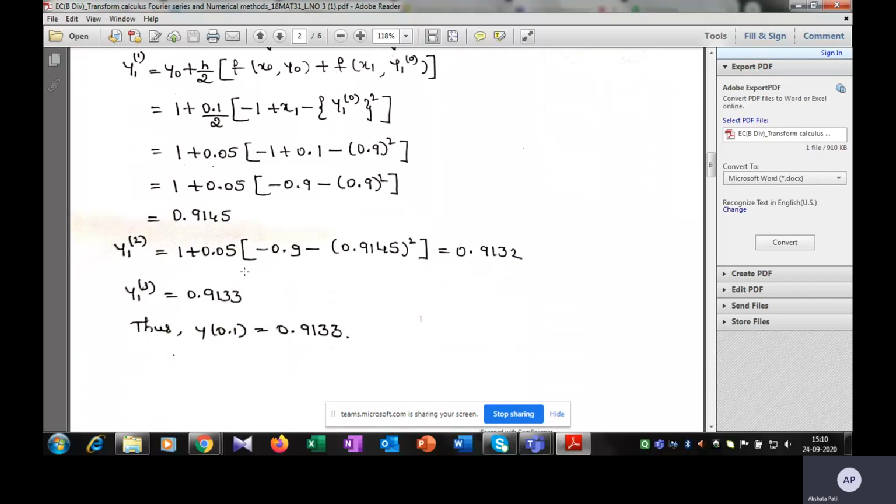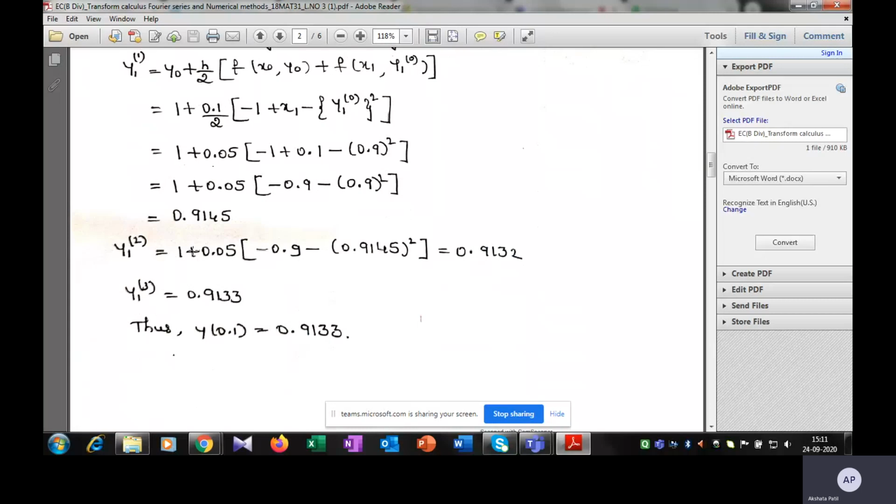So third iteration, or we call it the third approximation. So y1 of third approximation, once again use the above formula, y naught plus h by 2 into the function of x naught comma y naught plus function of x1 comma y1 of second approximation. Okay, so second approximation means the rest of the portion will be the same.